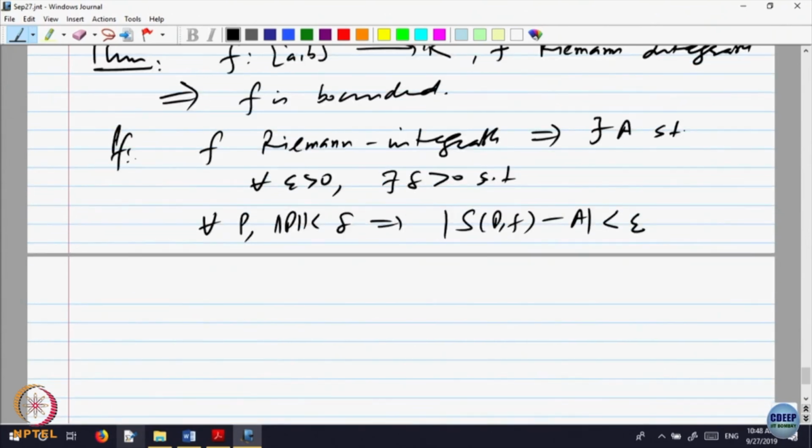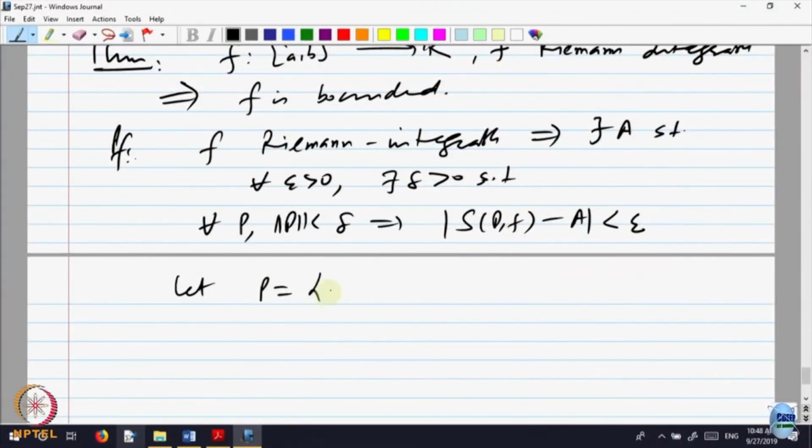See, boundedness means what? We should be able to show that for every point x, the modulus of f(x) is less than or equal to some constant. That is what we want to show. Okay. So let us say P is a partition, so something like a equal to x0 less than x1 less than ... less than xn equal to b.